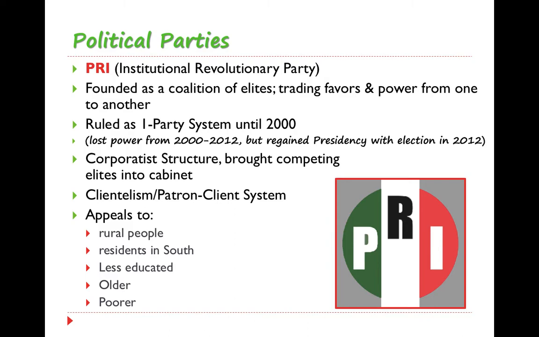And it appeals to rural people, people in the South, people who are a little bit less educated, people who are older or poor tend to respond to the PRI party. So the typical voter for this party would be from a rural area or small town. They might have less education than voters for other parties. So really, this is a central party. This party tends to be labeled as a little bit to the left maybe, but really they're more of a centralized party.